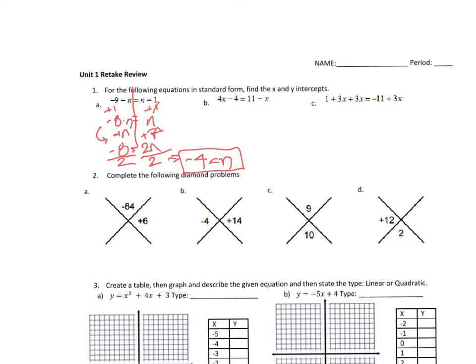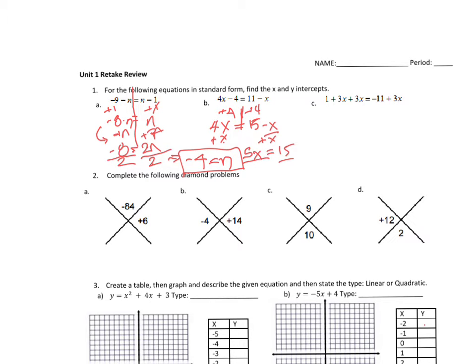B is kind of the same thing here. Going to get all my letters on one side, all my numbers on the other. So what I'm going to do first is I'm going to add 4. And I get 4x equals 15 minus x. Still have an x over here, so I'm going to get rid of it. Plus x plus x. 4x plus 1x is 5x equals 15.